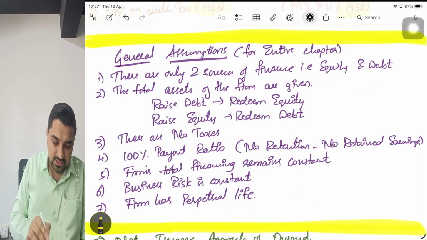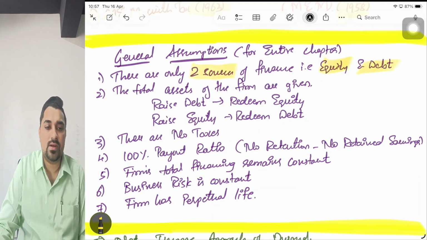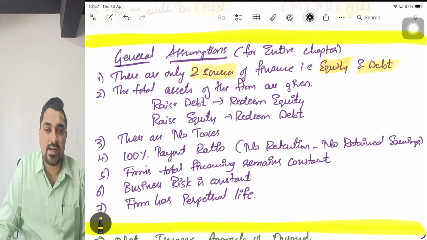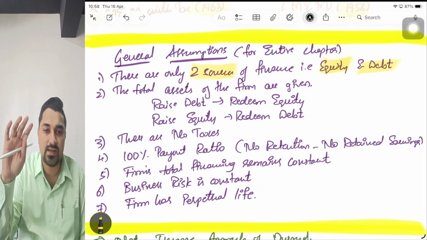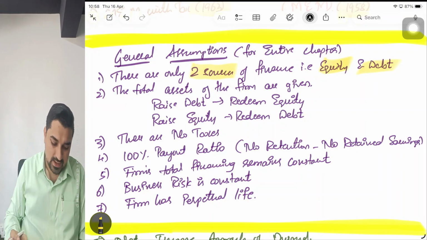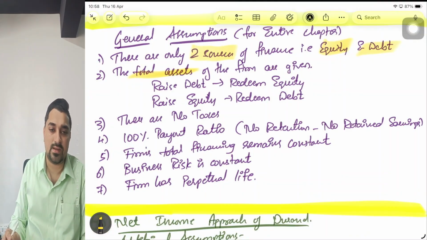This theory assumes there are only two sources of finance, that is equity and debt. Equity and debt here means equity share capital, not your equity. So there are only two sources of finance: one is equity share capital, another one is debt. In other words, there is no preference share capital, there are no retained earnings. And the total assets of the firm are given.